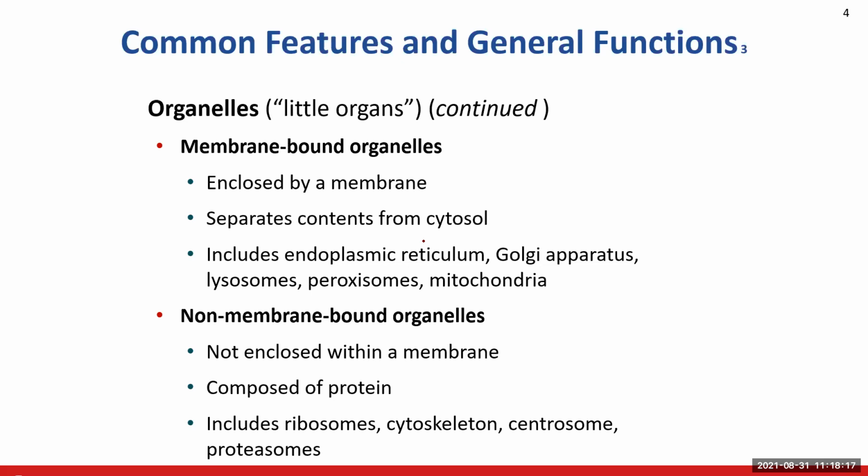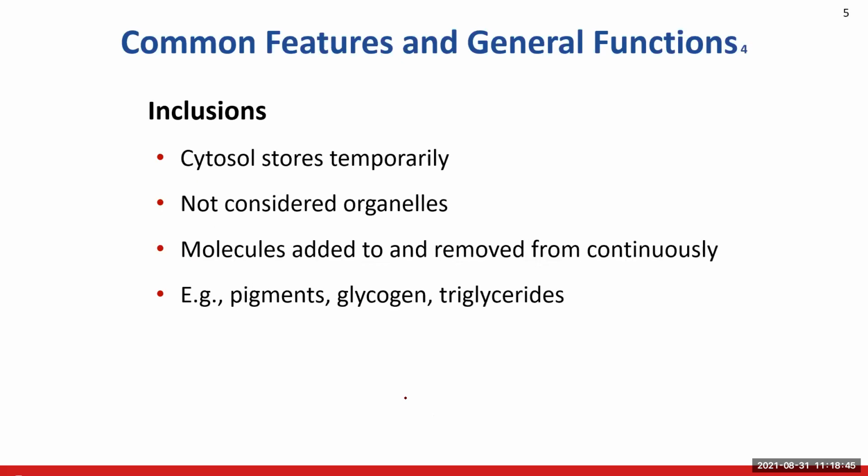So you'll see that some of these membrane-bound organelles include the endoplasmic reticulum. We'll talk about all this stuff, the Golgi apparatus, lysosomes, peroxisomes, and mitochondria. Now, our non-membrane-bound organelles, you can pretty much figure those out. Those are not going to have a membrane around them. They are made up of protein. So ribosomes, the cytoskeleton, centrosome, and then the proteasomes. These are made of protein, and we'll talk more about this.